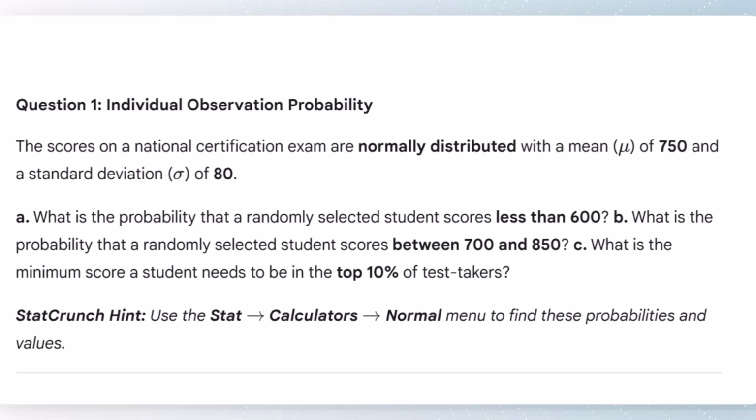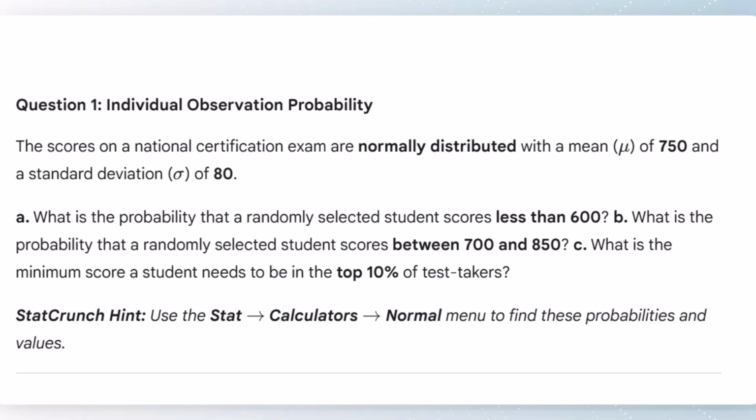This is a quick review of the normal distribution chapter, central limit theorem, and confidence interval using StatCrunch. Question 1. The scores on a national certification exam are normally distributed with a mean of 750 and standard deviation of 80. What is the probability of randomly selecting a student who has a score less than 600?